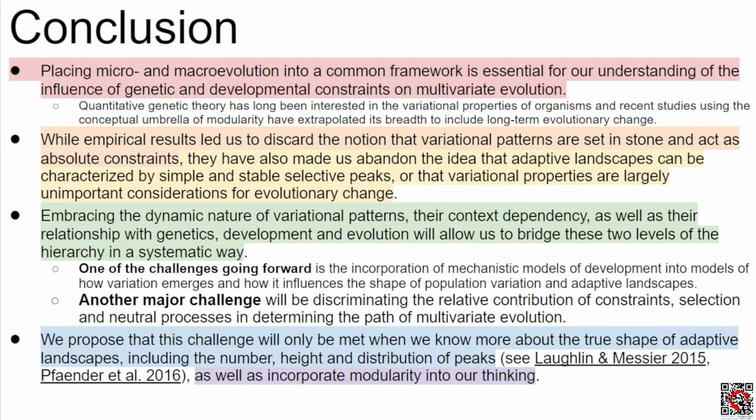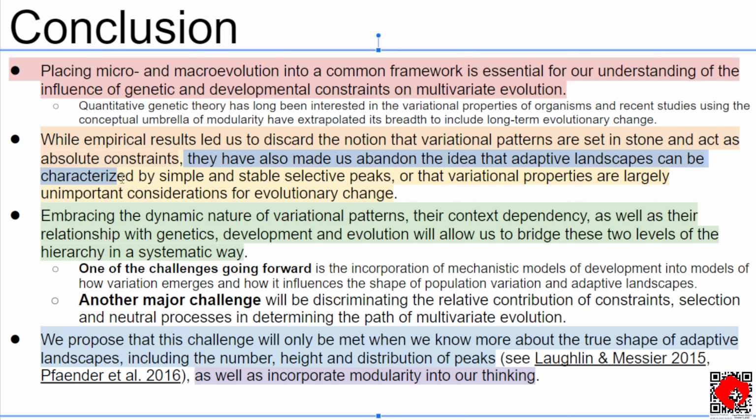And finally, conclusion. So they write, placing micro and macro evolution into a common framework is essential for our understanding of the influence of genetic and developmental constraints on multivariate evolution. Quantitative genetic theory has long been interested in whether variational landscapes can be characterized by simple and stable selective peaks, or whether variational properties are largely unimportant considerations for evolutionary change. Embracing the dynamic nature of variational patterns, their context dependency, as well as their relationship with genetics, development, and evolution, will allow us to bridge how variation emerges and how it influences the shape of population variation and adaptive landscapes.